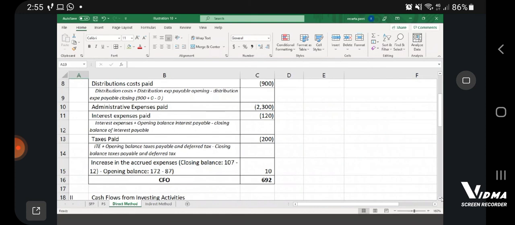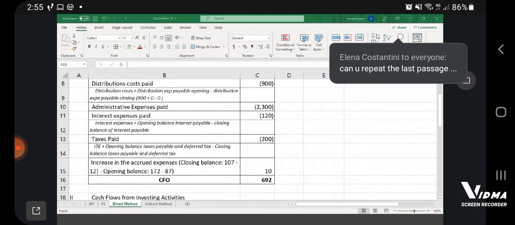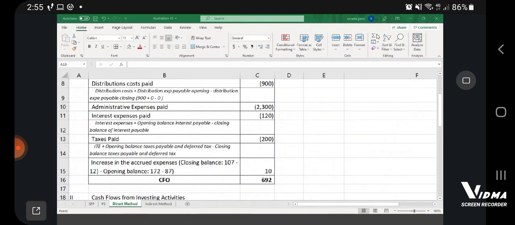So we have a question: an increase in liabilities shouldn't have a negative sign in the direct method? Not necessarily. An increase in liabilities usually or always means that we are not paying anything. That means that we should have a positive sign. That means this is cash inflow. So in the direct method, this is the accrued expenses that we should take into account.